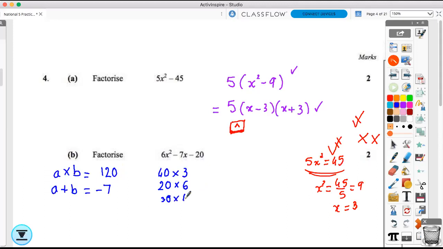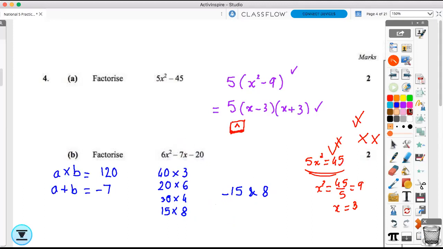30 times 4. And now I can double this, that'd be 8. But if I double this, I need to halve this. And now I've got here, if I add them, I will get -7, if you've done -15. So now I've got my 2 numbers. It's -15 and 8 for A plus B.